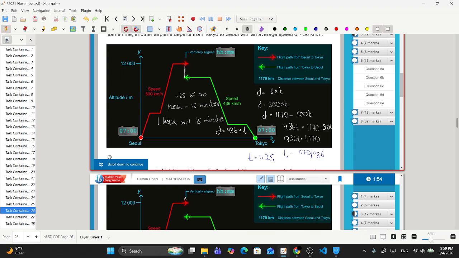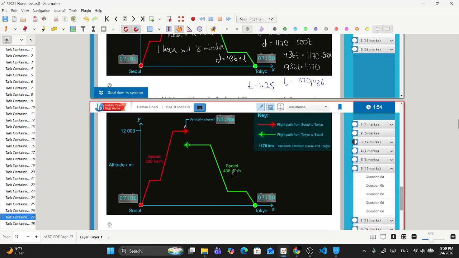So 1 hour and 15 minutes has been taken. So the time or the point of vertical alignment is supposed to be 8:15 a.m. or p.m. or whatever the time is. Okay. So this is how you're supposed to solve this question.